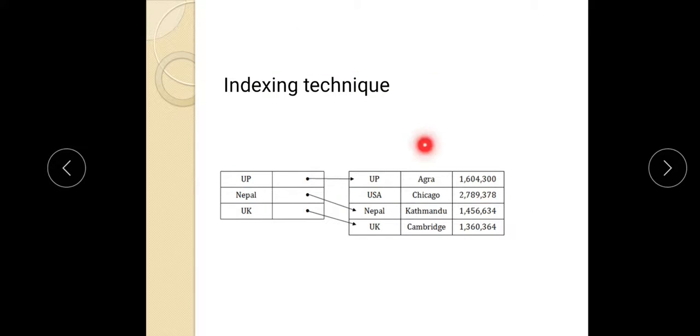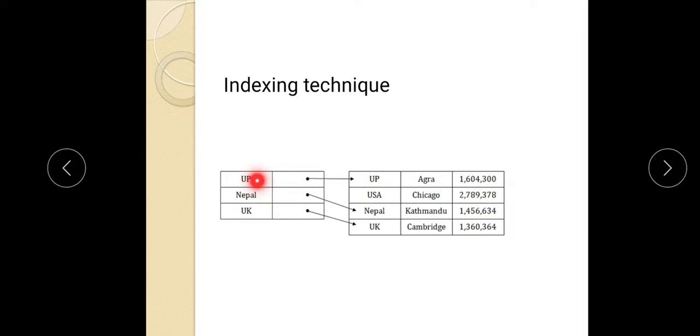This is an example of an indexing structure. This is our original database. Suppose we want to search the UP details. For that, we have a separate indexing structure. This indexing structure will tell where all locations the UP is found.